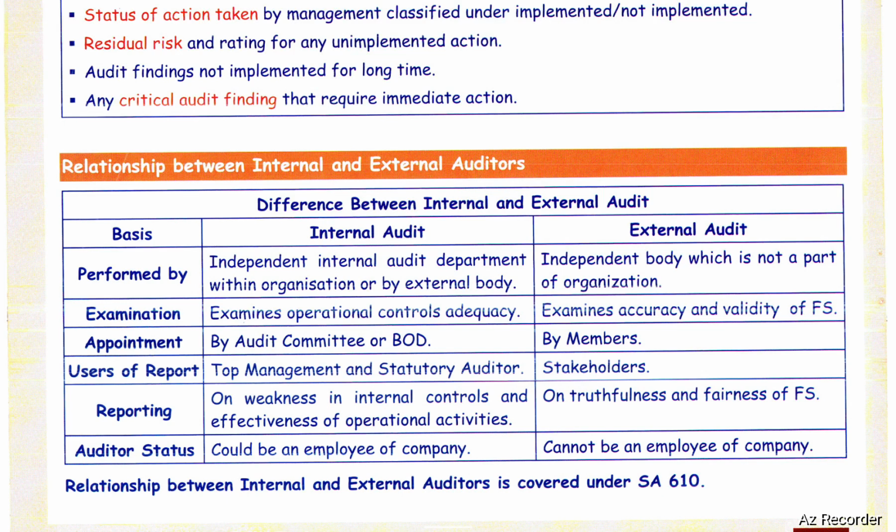Users of internal audit report. Top management and statutory auditor will use the internal audit report, whereas stakeholders will use the external audit report. Internal auditor will report on weakness in internal controls and effectiveness of operational activities. External auditor will report on truthfulness and fairness of financial statements. Auditor status. Internal auditor could be an employee of the company, whereas external auditor cannot be an employee of the company.